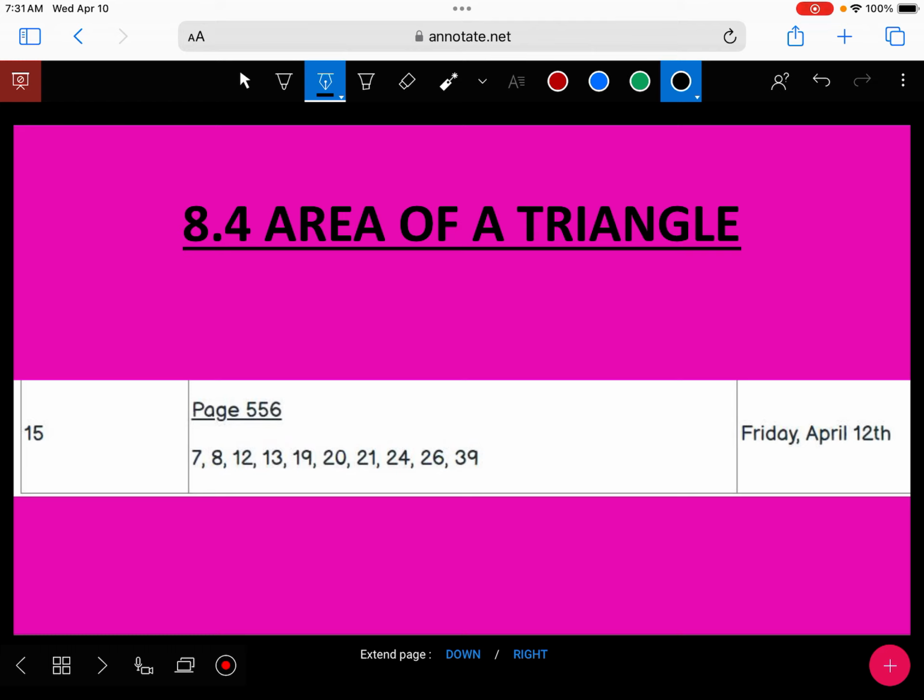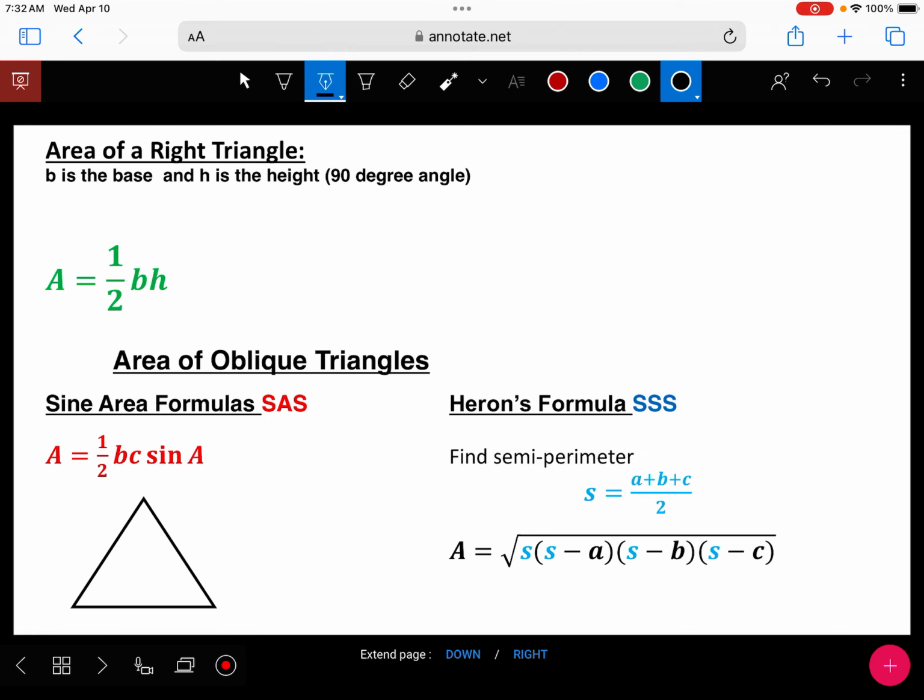As we get started on area, the last piece of chapter 8 is finding the area of a triangle. So who remembers the formula that you learned back in the day for area of a triangle? Area equals, what is it? 1/2 base times height, right? But that doesn't always work, because if you don't know the height, then you can't use that formula. And sometimes you don't have enough information to find the height. So we're gonna focus on 2 new formulas for finding the area of a triangle.